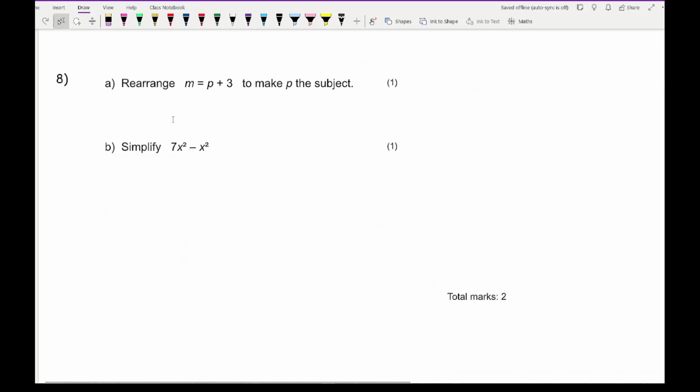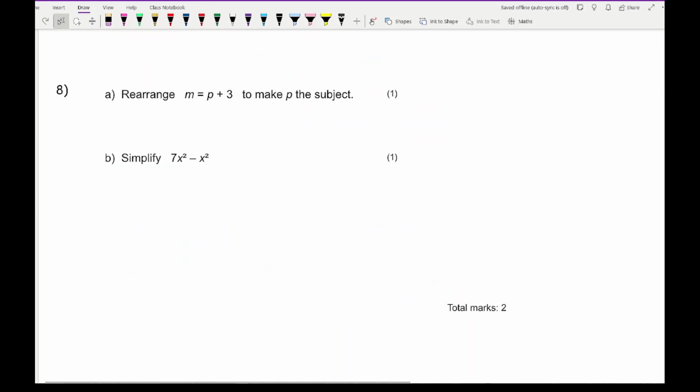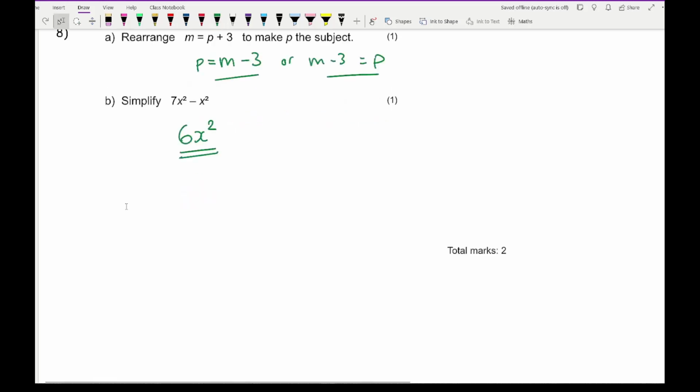Moving on to question 8, it says to rearrange m equals p plus 3 to make p the subject. So here we've got m the subject, so we want p equals. So what I need to do is get rid of that 3. So I subtract 3, so p equals m minus 3. Now if you wrote m minus 3 equals p, then that's absolutely fine, because that should still get you the full marks. For b, it says simplify 7x squared minus x squared. So this is where we're collecting like terms, and the answer you should have is 6x squared.